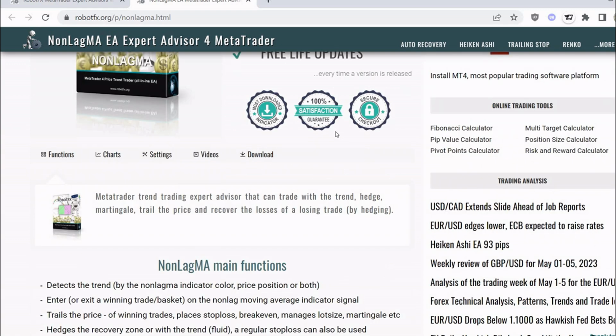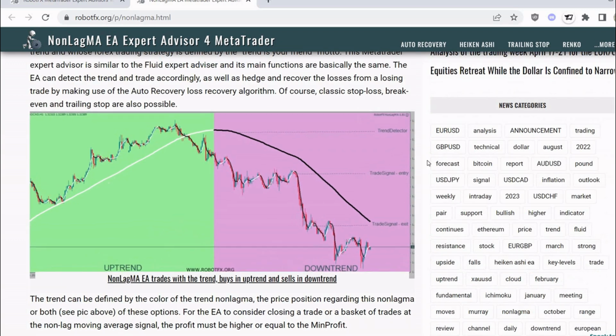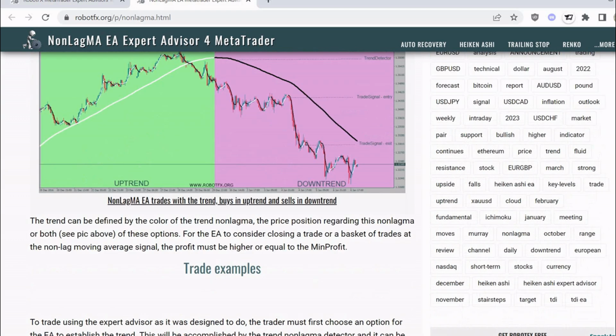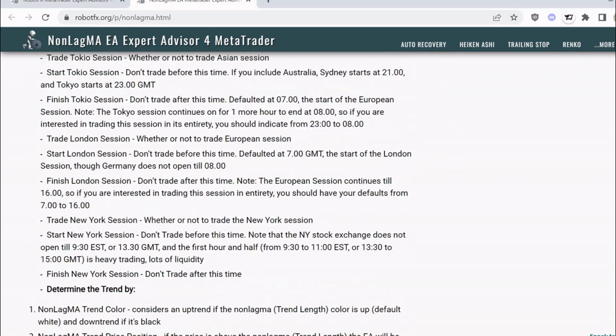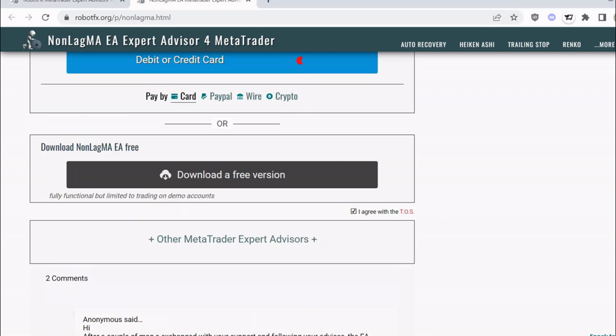Next time I'm gonna show you a demo in the strategy tester of how the Expert Advisor works, and I'll show you also the settings of the Expert Advisor. Until then, a reminder again that this Expert Advisor can be downloaded for free to try on demo accounts.